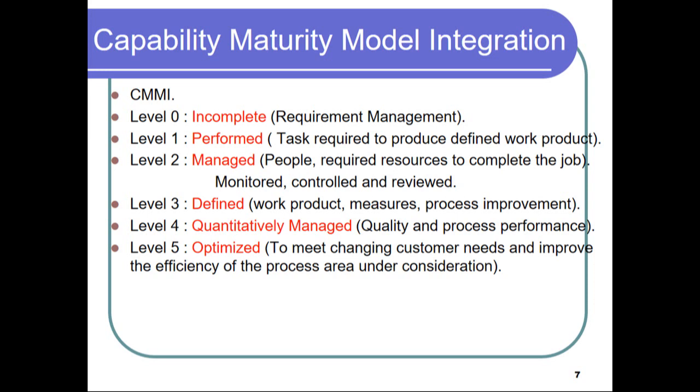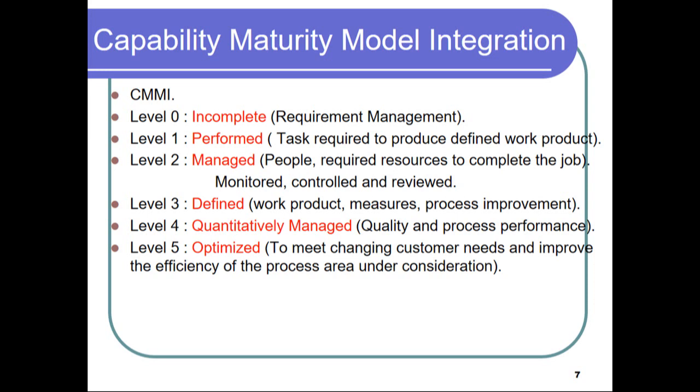Then level 3, defined, covers the work product and what measurements are taken for the development of that software, and whether there is process improvement. Different teams will work, and based on the requirement received by a particular team, process improvement goes on. Definitely with every review there will be an improvement, so in a short span the software can be released. Then quantitatively managed.